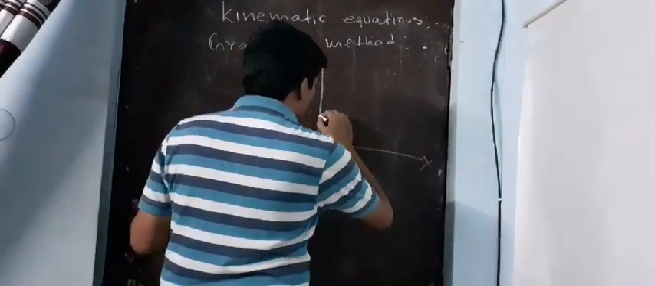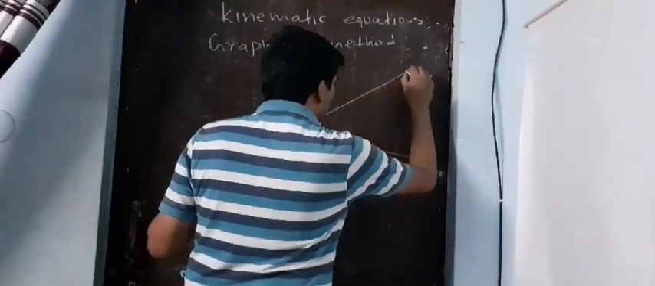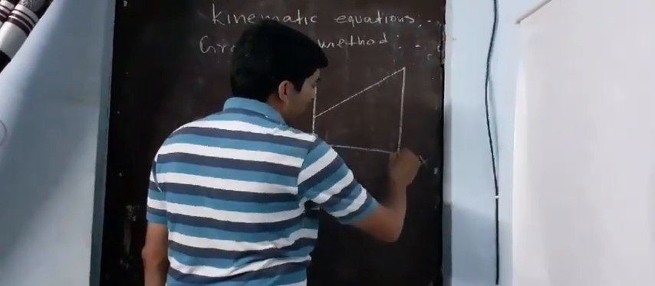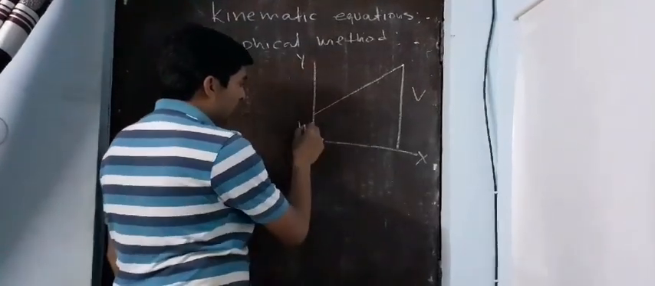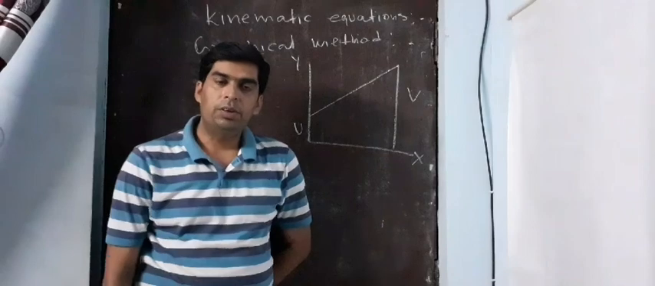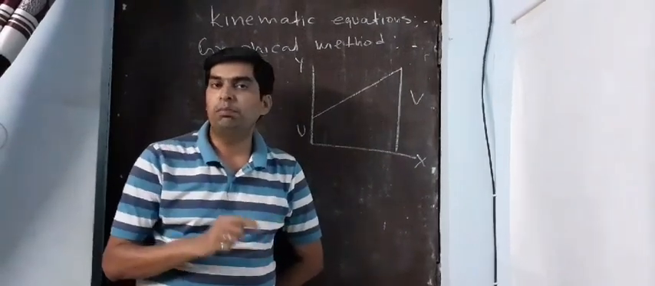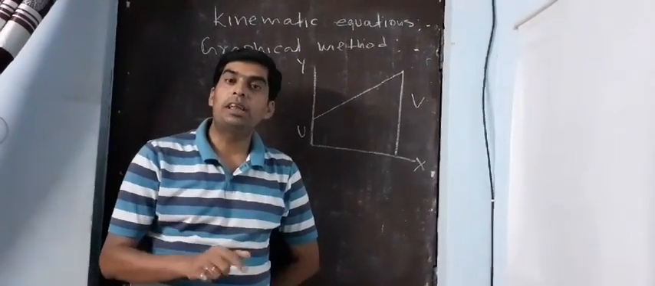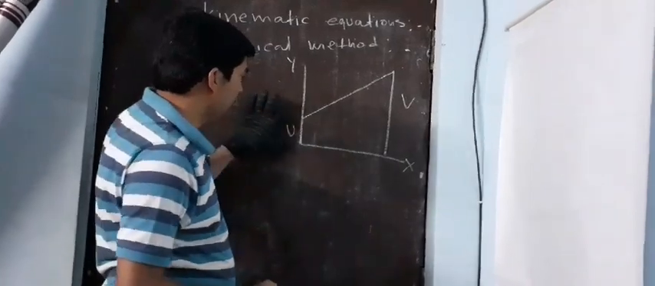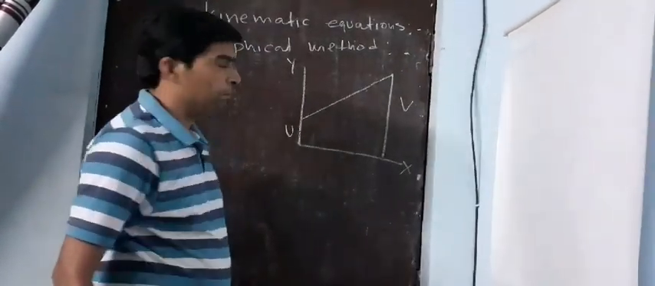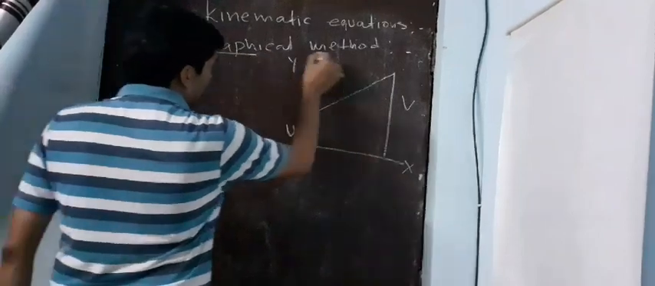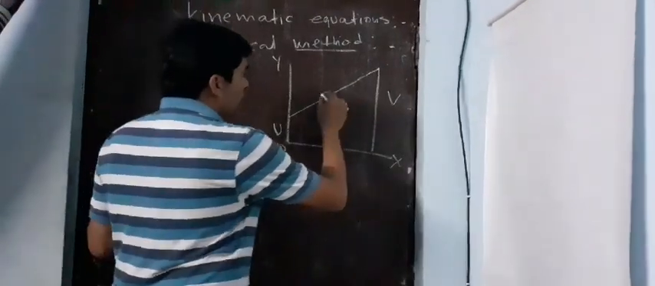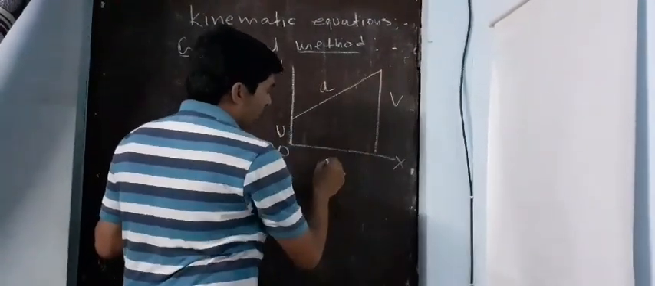So let a body start to move with some initial velocity u with a uniform acceleration a, and at time t suppose it has attained the final velocity v. Here we have not taken the initial velocity as 0, because the body is in motion, and 0 would mean the body is at rest. So we have taken the initial velocity as not 0.